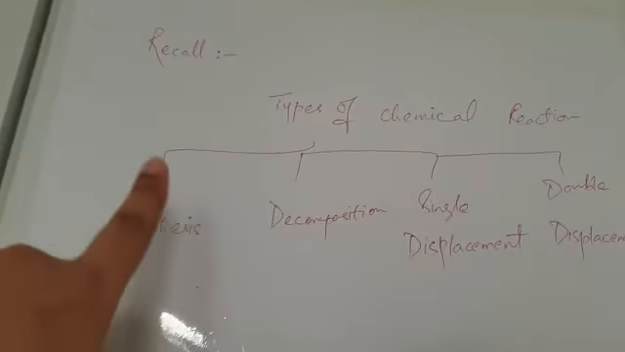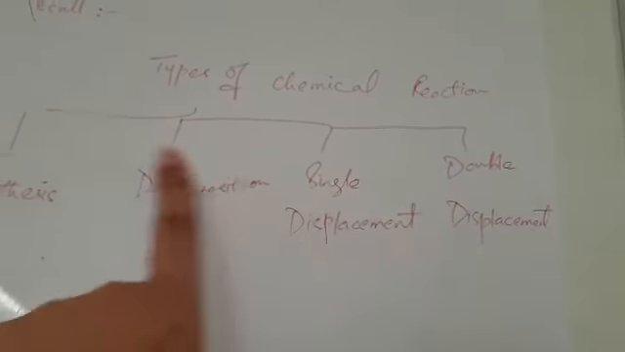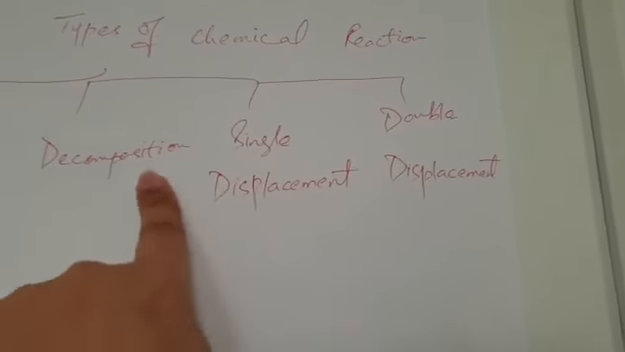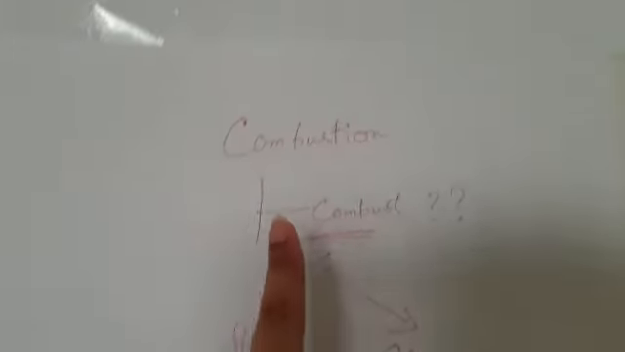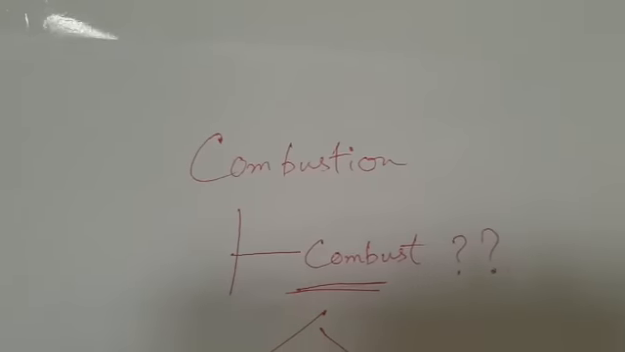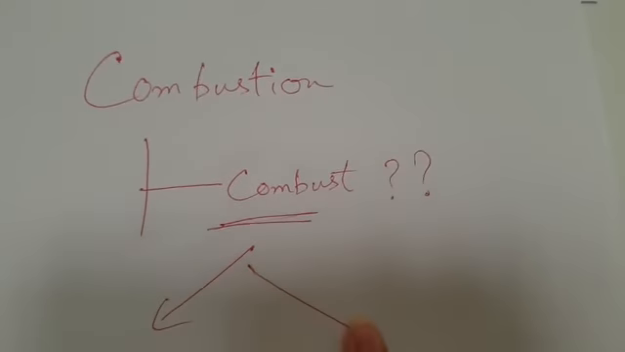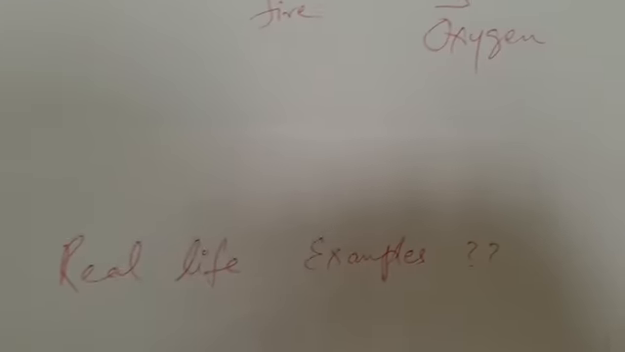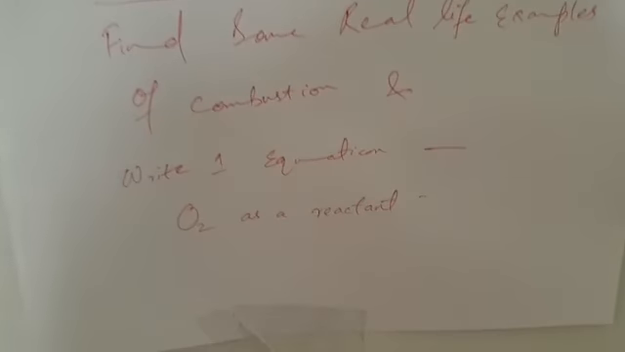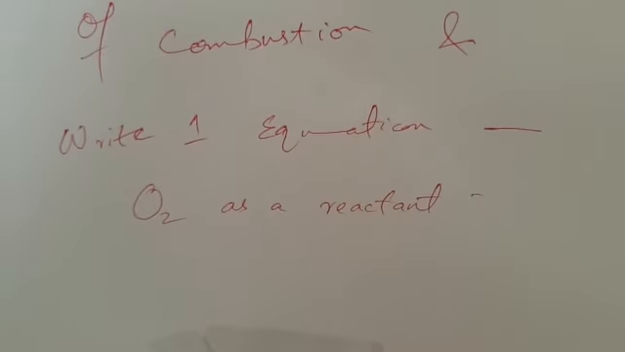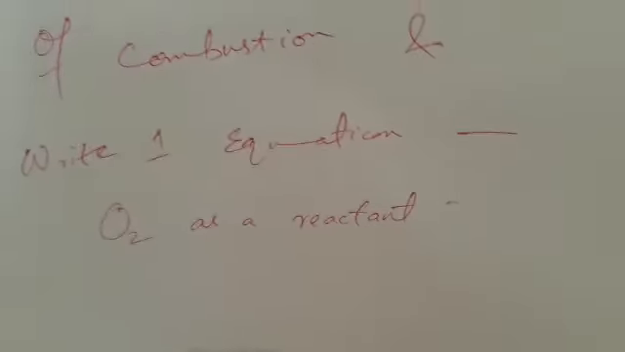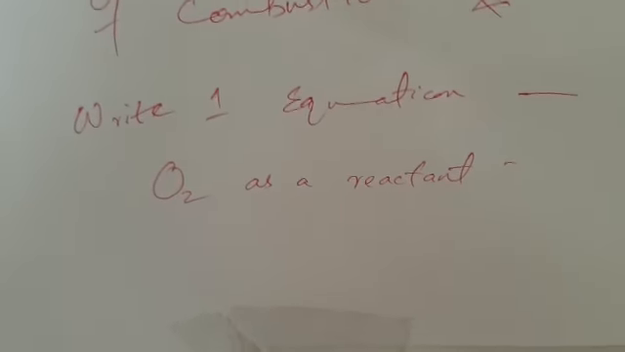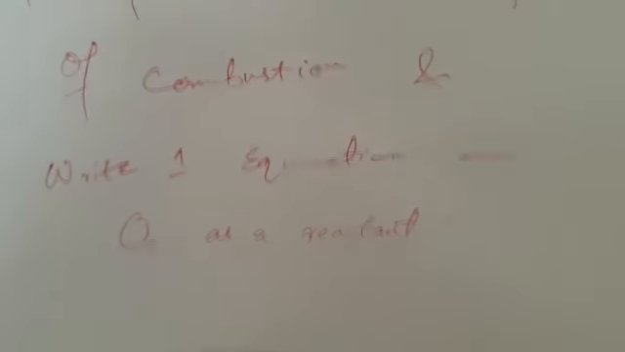So I'm going to do a quick review. We recalled four types of chemical reaction: synthesis, decomposition, single and double displacement. Combust comes from the words fire and air. We need to find some real life examples, and we need to write one chemical equation which involves oxygen as a reactant. This is the assignment for Sunday, and you have a due date till Monday.